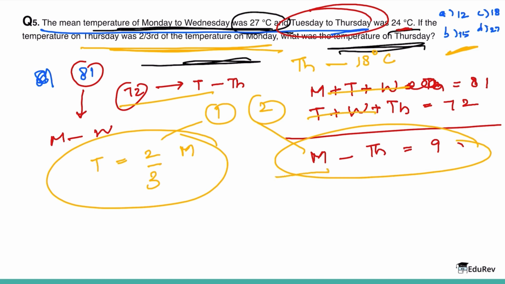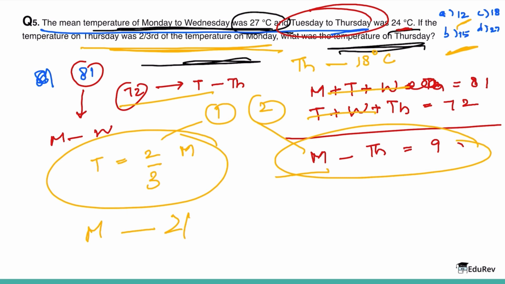So, if I'm checking option by option, option A says that the temperature is 12. Then we have Monday as 21. Because the temperature given is 12 and if I put this in the equations, then Monday is going to be 21. But 12 by 21 is what? It has to be 2/3 of that. Hence, this is not a correct option, because 12 by 21 isn't equal to 2/3. So, it's not a good option.